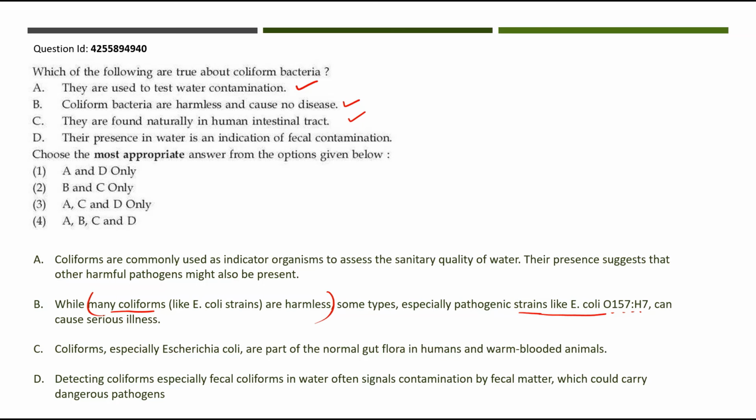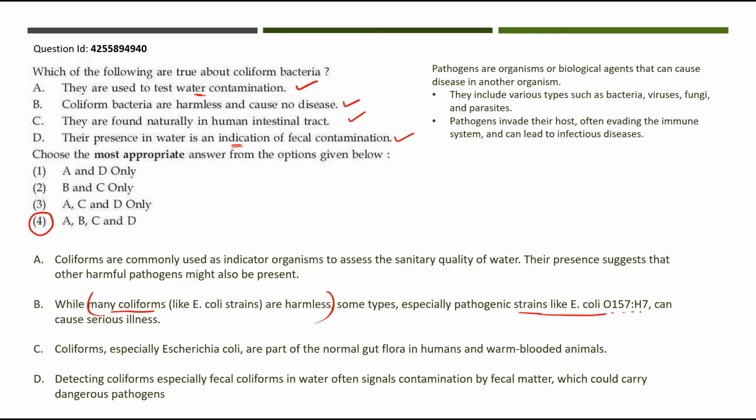Their presence in water is an indication of fecal contamination. Detecting coliforms, especially fecal coliforms in water, often signals contamination by fecal matter which could carry dangerous pathogens. So when they are used to test water contamination, definitely their presence will be an indication of fecal contamination. D is also true. All the 4 statements are true. So we are going with option number 4, A, B, C and D to be the right answer. What are pathogens? I just want to describe what the term is about. Pathogens are organisms or biological agents that can cause disease in another organism. They include various types such as bacteria, viruses, fungi and parasites.